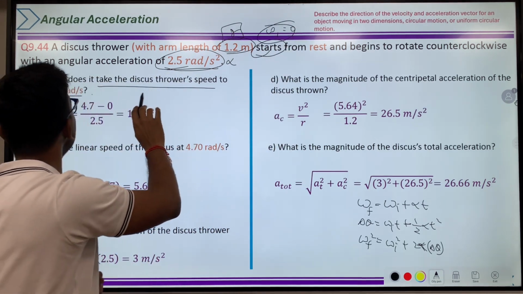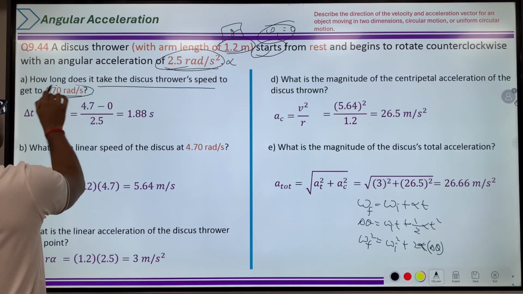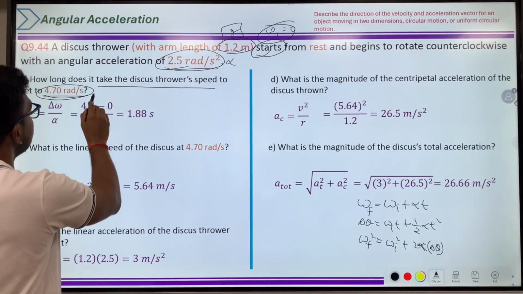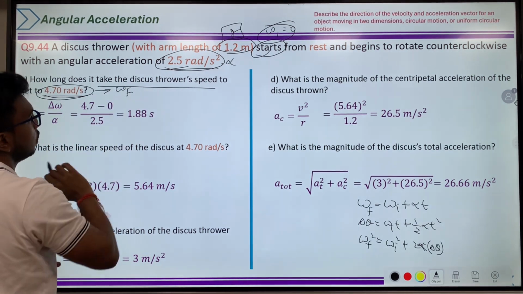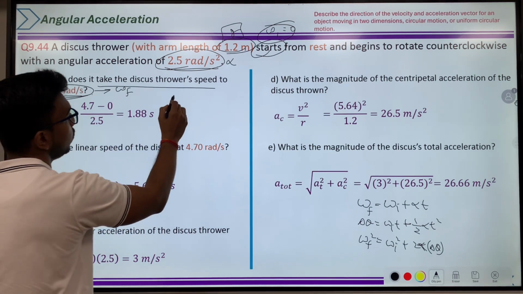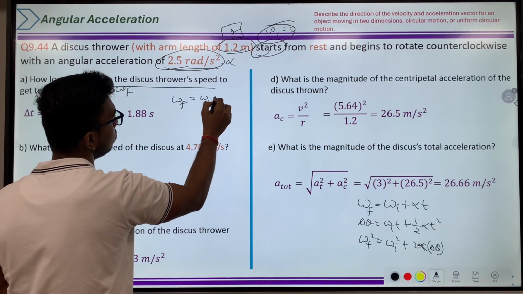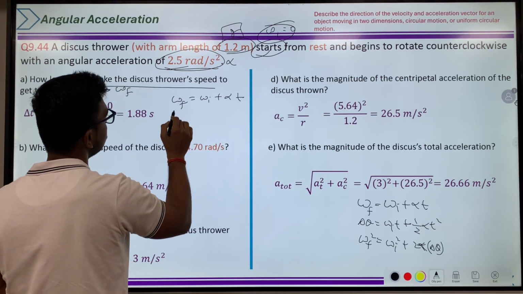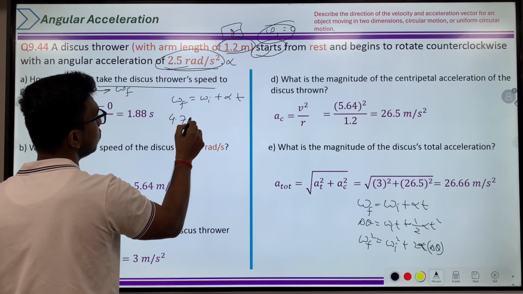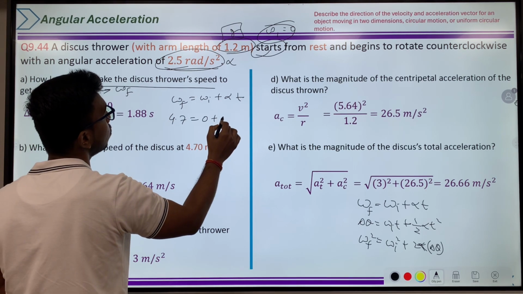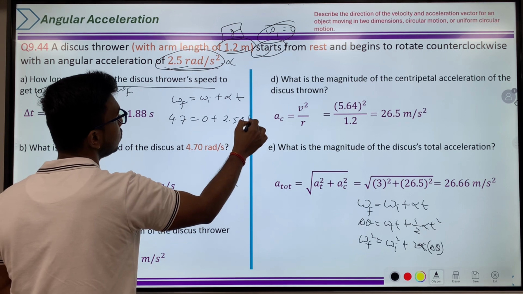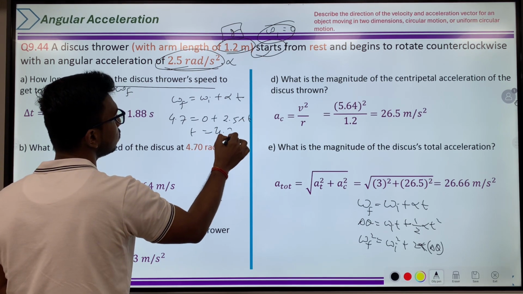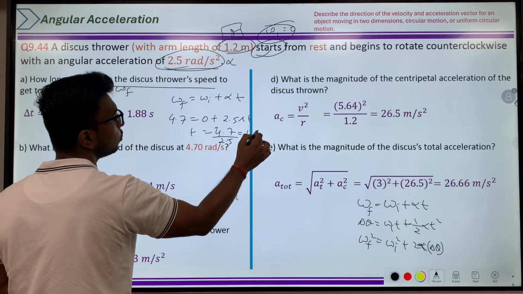Okay, what are they asking? The discus thrower is to get to a speed of 4.7. So this is omega final. What is the time? Omega final is equal to omega initial plus alpha t. So 4.7 equals omega initial, which is 0, plus alpha, 2.5, times t. T will come out to be 4.7 over 2.5, that is 1.88 seconds.